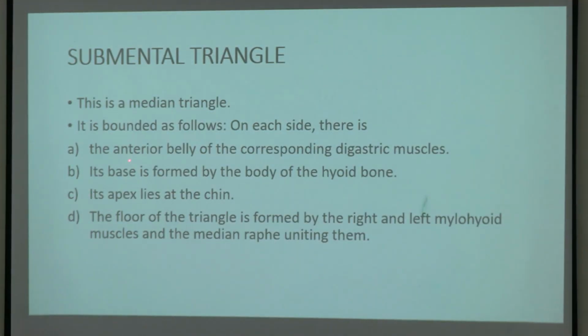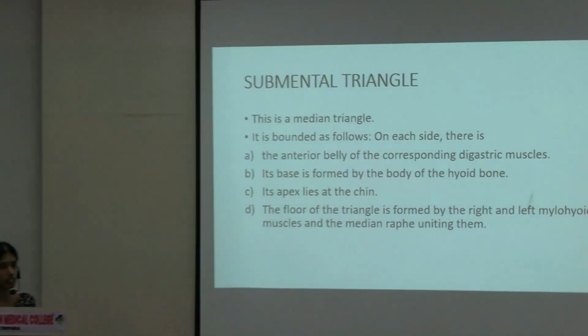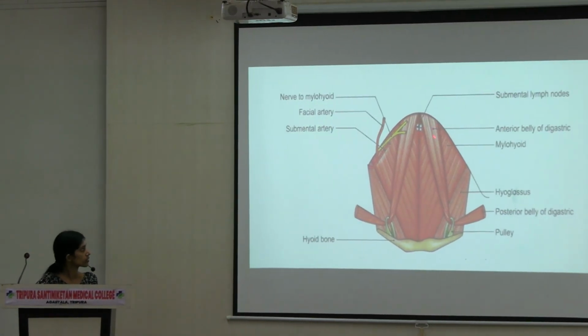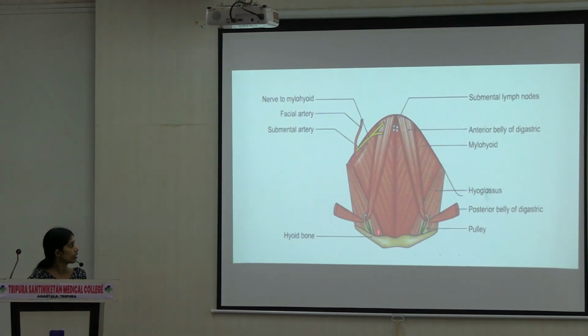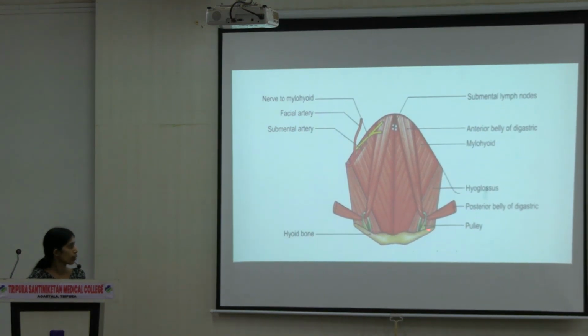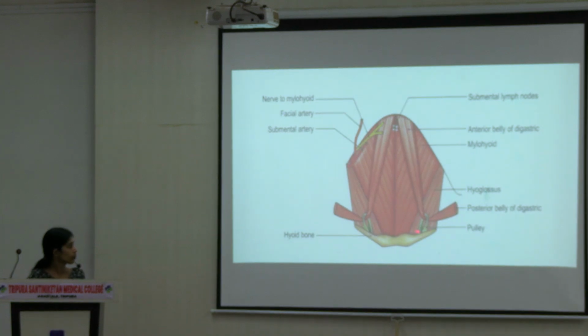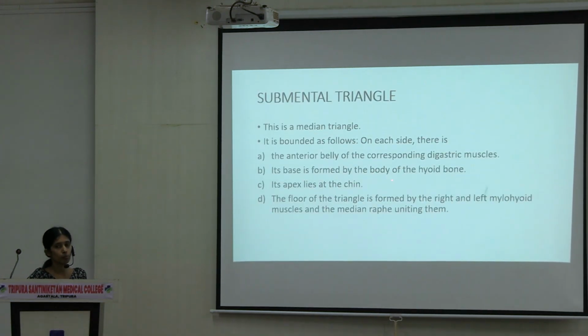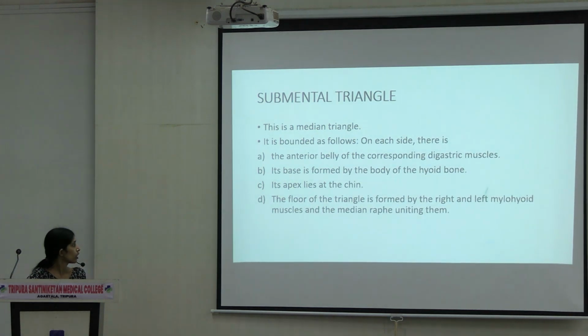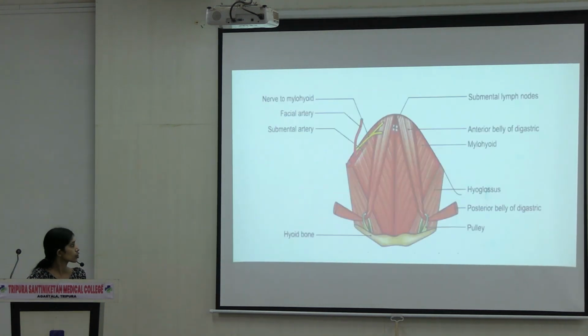Okay. See here, the anterior belly of the digastric muscle is present on each side. So you can see here, this is the anterior belly of the digastric muscle which is present on each side. Okay. And the base is formed by the hyoid bone. This is the hyoid bone. The base is formed by the body of the hyoid bone. And apex lies at the chin point. This is the chin point.